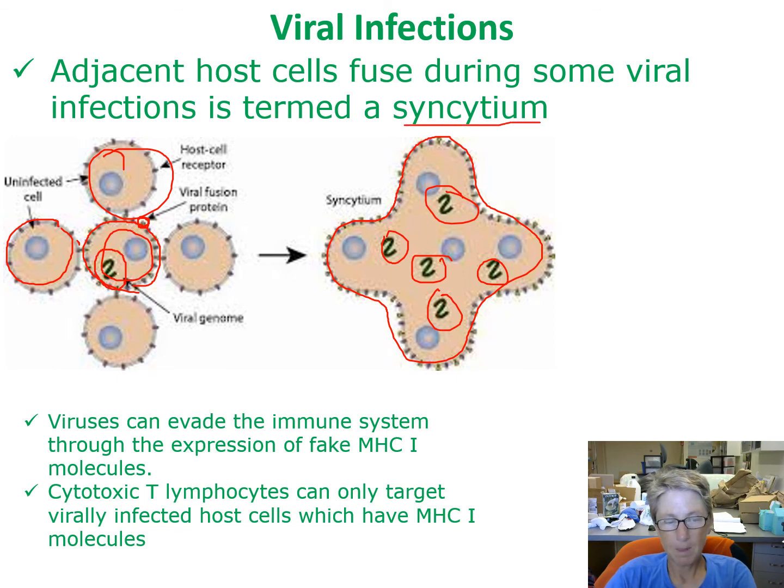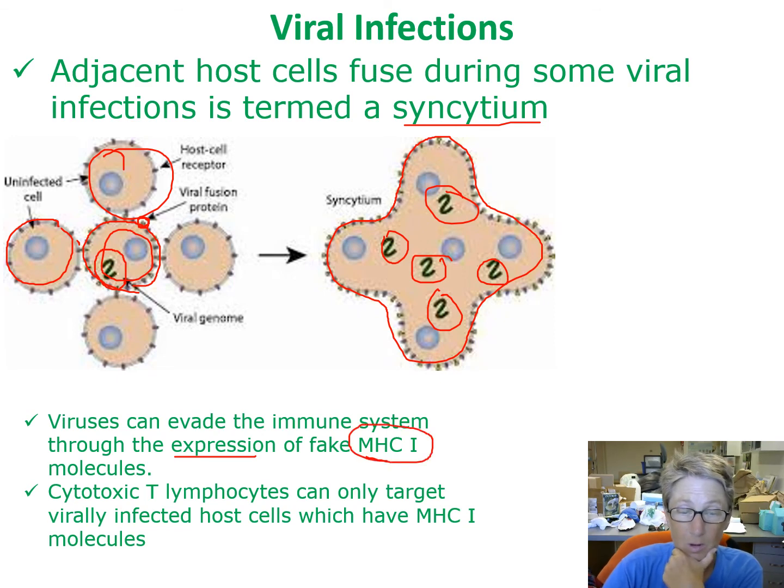It's called the syncytium. Viruses can evade the immune system by expressing fake MHC1 molecules. If the virus makes an MHC1 molecule and an immune system cell comes around and is feeling out the virus and goes, oh, there's an MHC1 molecule, it's a self MHC1, this must be a self cell, I won't destroy you. Way to go, viruses. Cytotoxic T lymphocytes can only destroy virally infected cells if they recognize MHC1. And if viruses make a fake MHC1, then they don't get destroyed.